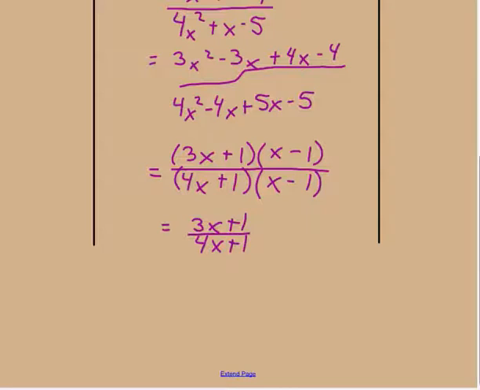But now we have to look at the domain. So the domain of our two original functions were quadratics, all real numbers, but once we divided, we put one of those in the denominator. So before it was simplified, right here, this denominator is what we have to look at for our domain restrictions. So for our domain on this one, x cannot equal negative 1/4. X also cannot equal 1 from that term that canceled.